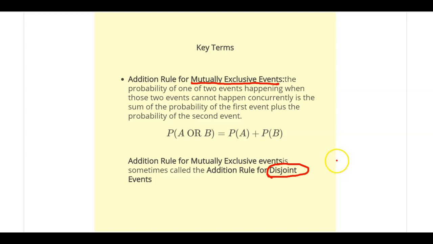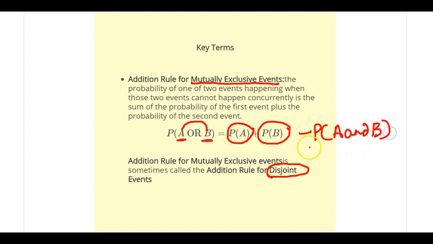Okay? So the addition rule says the probability of A or B, when A and B are mutually exclusive, that is, when A and B don't share anything in common, is simply probability of A plus probability of B. Can you guess what is missing? Minus probability of A and B. This is missing because this cannot happen. They don't have anything in common.